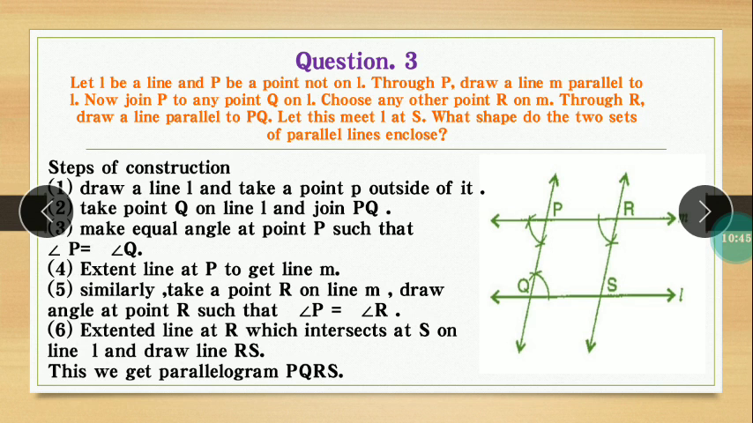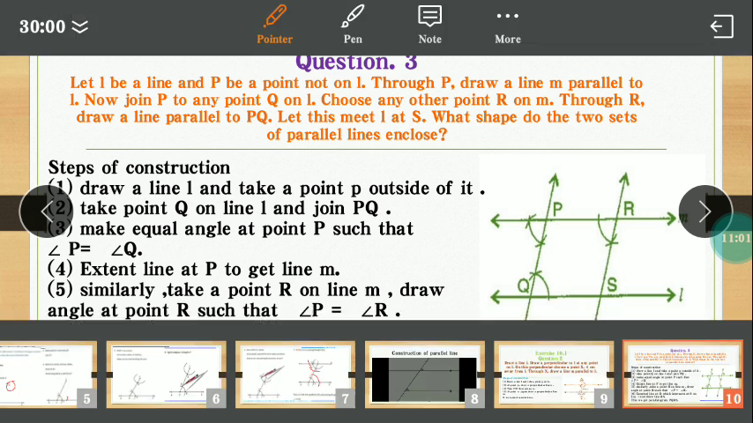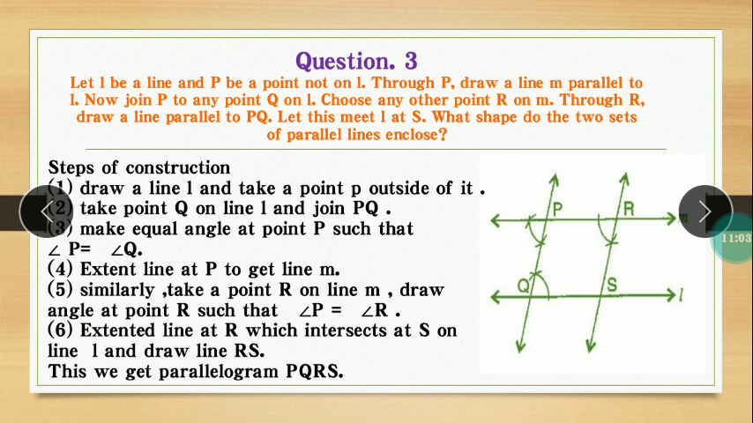Now similarly take a point R on line M, and draw an angle at point R such that angle P is equal to angle R. These two are a pair of corresponding angles, and equal corresponding angles mean these two lines are parallel. So extend this line, and it will intersect line L at point S. So you will get the closed figure PQRS.